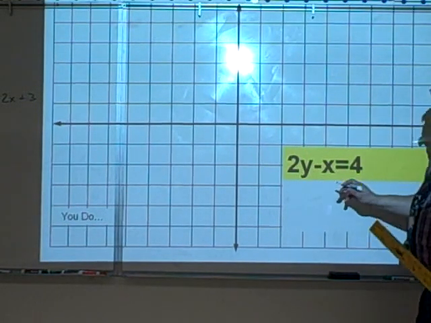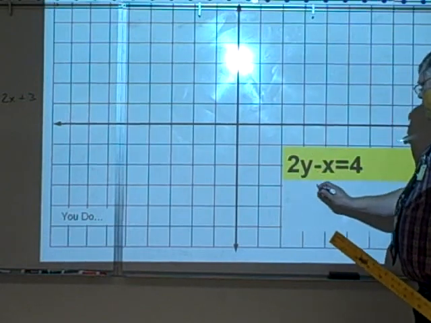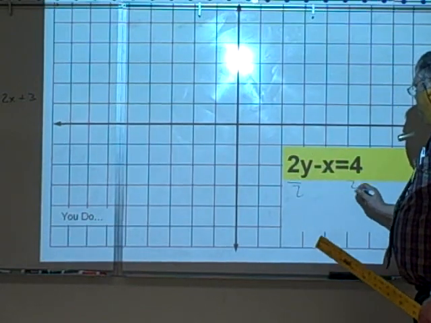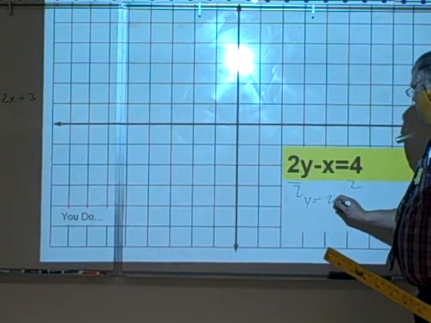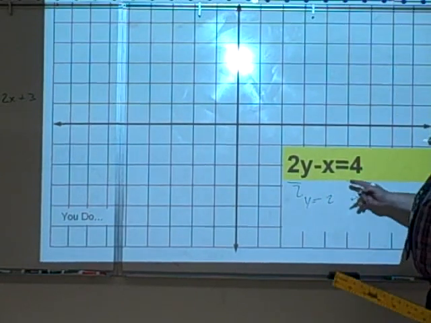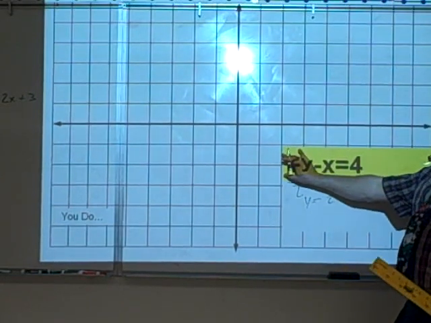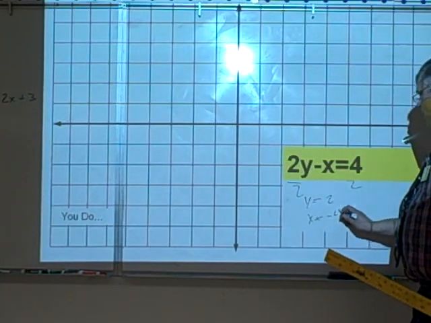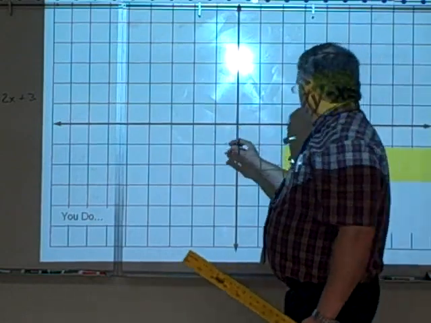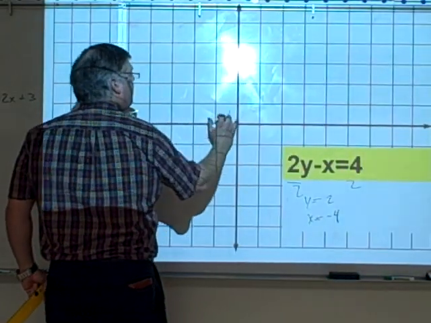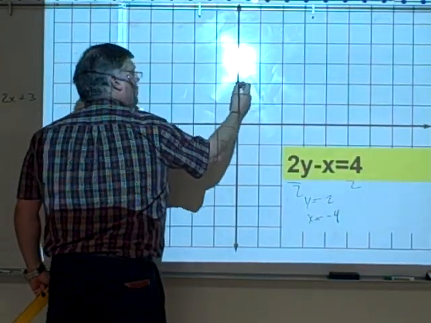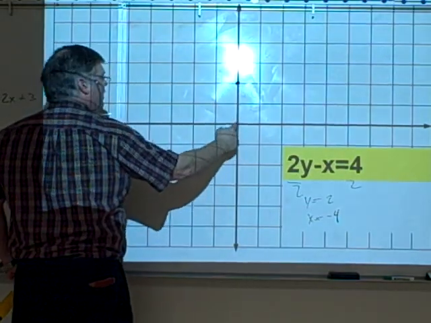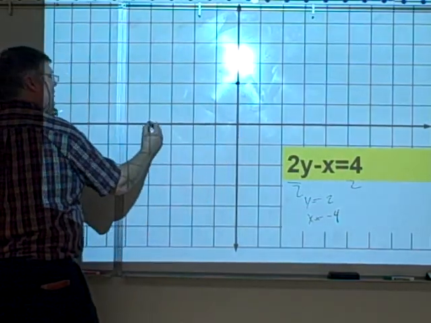Welcome back. Cover up the x, you get 2y equals 4, which means you're going to divide by 2, which gives you y equals 2. So that's your y-intercept. Your x-intercept, cover up the y, you get negative x equals 4, so your x-intercept is negative 4. Positive 2 for the y goes up 2, there's your point. For the x-intercept, negative 4 is 1, 2, 3, 4 to the left.